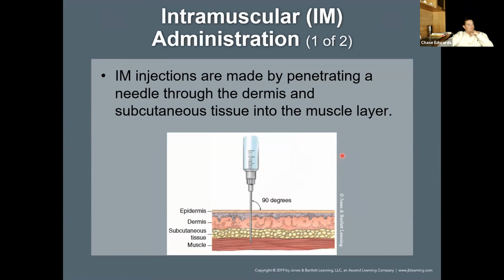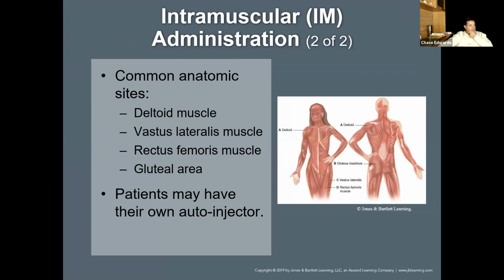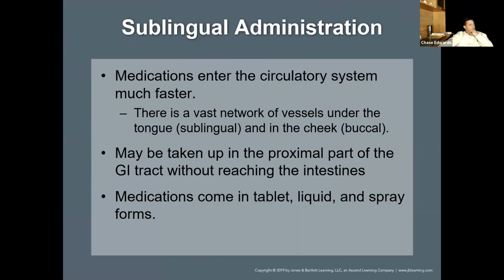So if you're doing a sub-Q, 45 degrees in the subcutaneous area. If you're doing intramuscular, you're going to go 90 degrees to that muscle, straight into the muscle. There are common muscles right there. We went over all these routes.